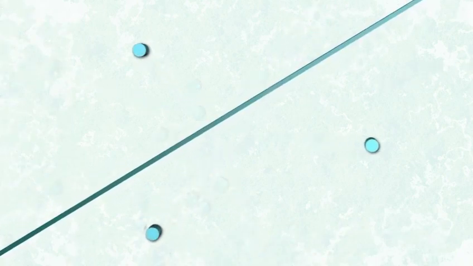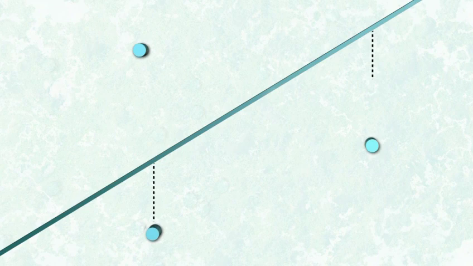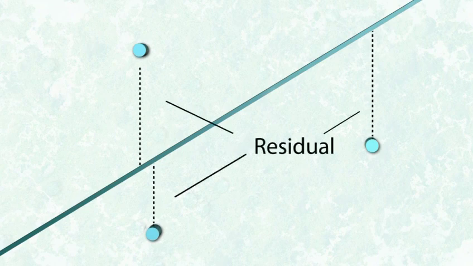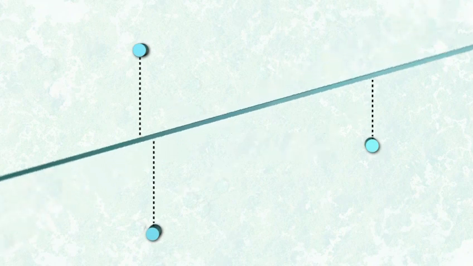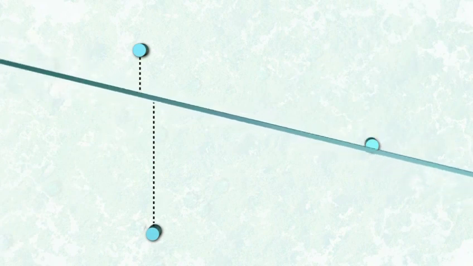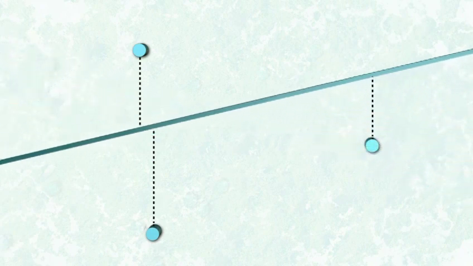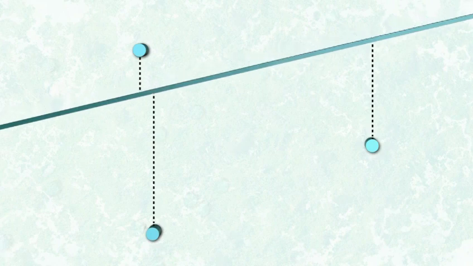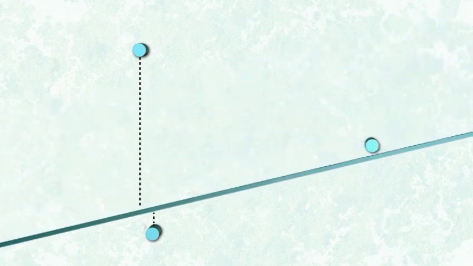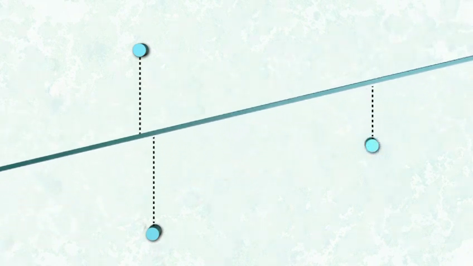We want to find the best fitting line with the most points as close as possible to it. This vertical distance of a point from a line is called a residual. As we shift the line, some residuals get smaller while others get larger. They can't all be small at the same time, so we need to find that sweet spot where we've gotten them as a group as small as we can.